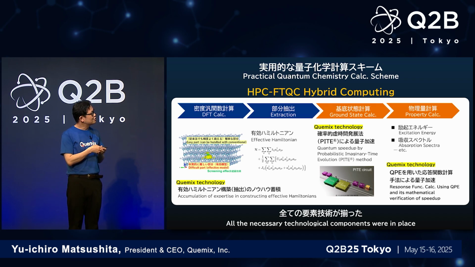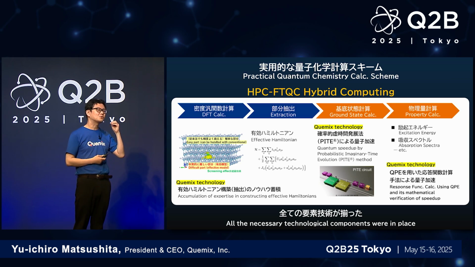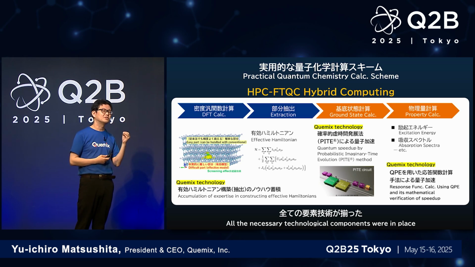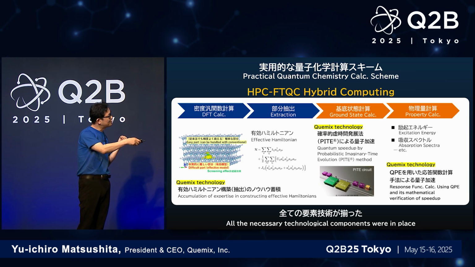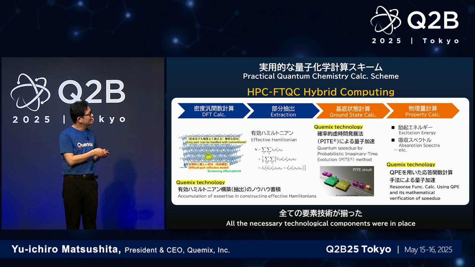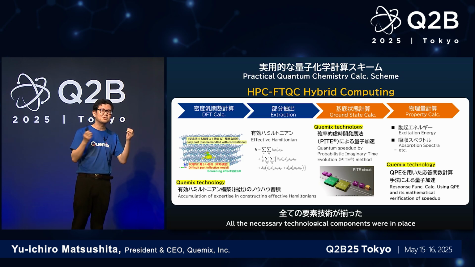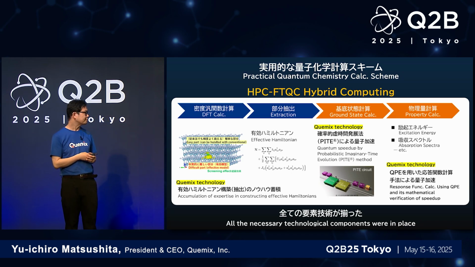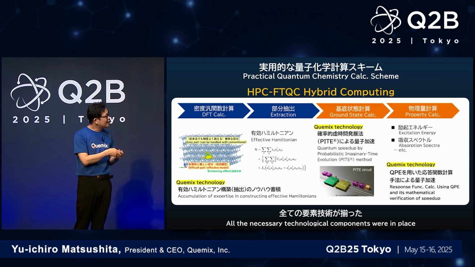And here, again, we'll be using an FTQC algorithm called PITE. This is a quantum probabilistic imaginary time evolution method. This provides high accuracy and high speed. And then we go to the fourth step, which is the seamless connection to property calculation, for example, excitation energy or absorption spectrum. They will be evaluated, and then they will be directly comparable to the experimental data.